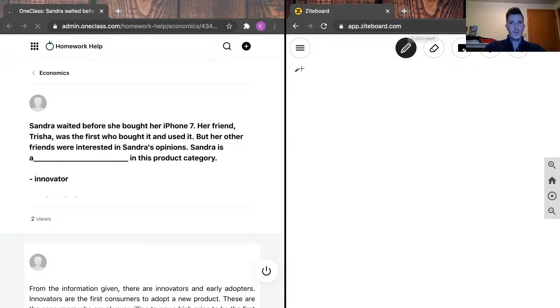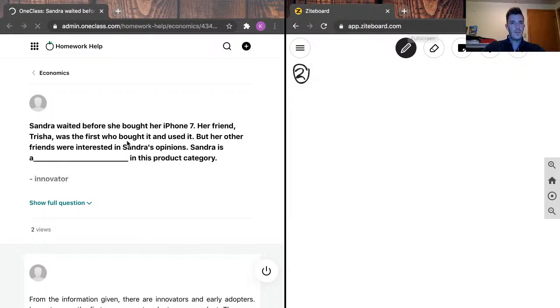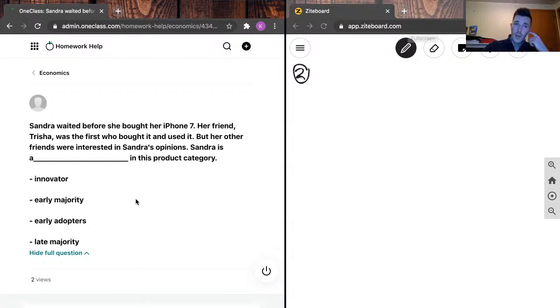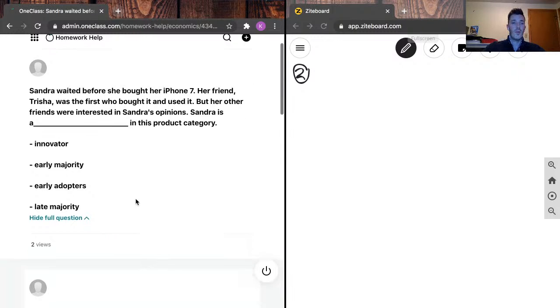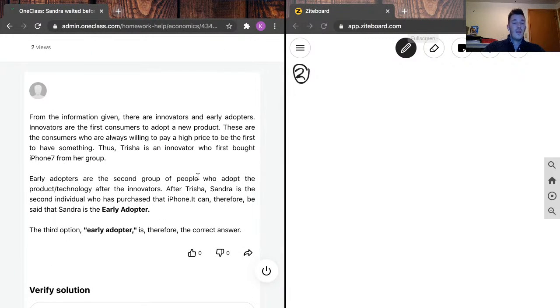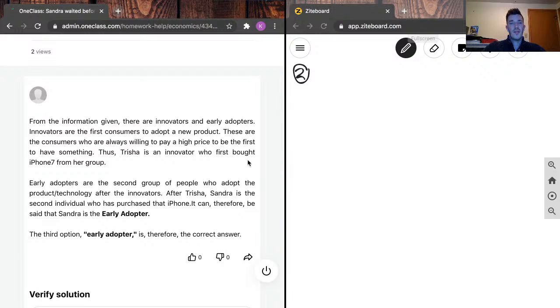Move on to question 2. Sandra waited before she bought her iPhone 7. Her friend Trisha was the first who bought and used it, but her other friends were interested in Sandra's opinions. Sandra is a blank in this product category, and the options are either innovator, early majority, early adopter, or late majority. What our junior tutor said is that from the information given, there are innovators and early adopters.